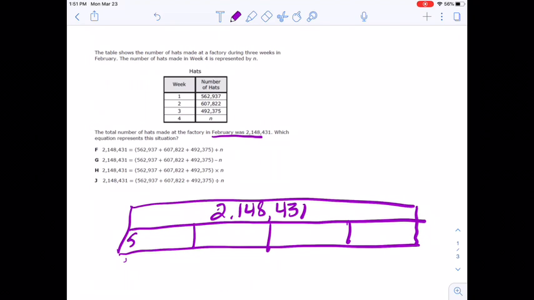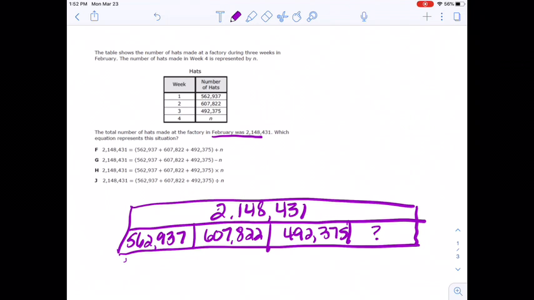Week 1, 562,937. Week 2, 607,822. Week 3, 492,375. And then, of course, week 4 is this missing piece that we don't know. So if we didn't have these equations to look at, your multiple choice equations, what would you do to figure out this missing piece of information?